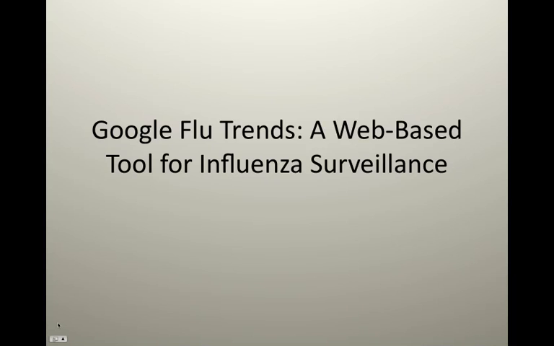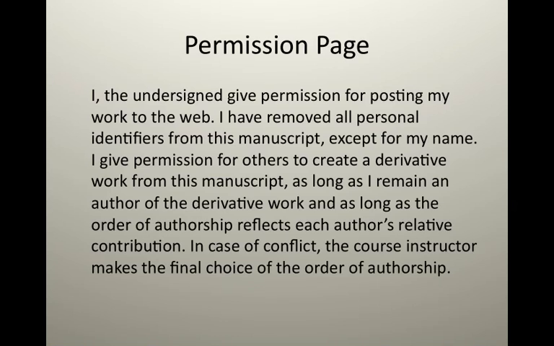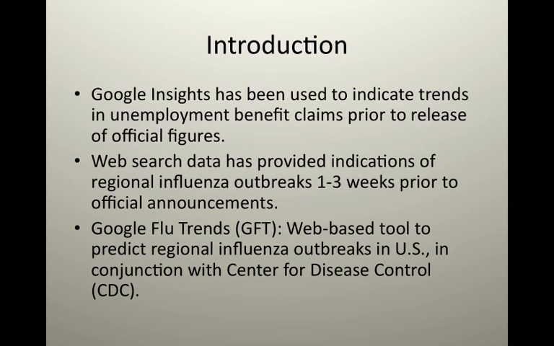Google Flu Trends, a web-based tool for influenza surveillance. Data from search engine queries provide a wealth of information that can be used in conjunction with traditional forecasting methods. For instance, the Google tracking function called Google Insights was recently used to indicate a trend in initial claims for unemployment benefits 7 days before the government announced the official figures.